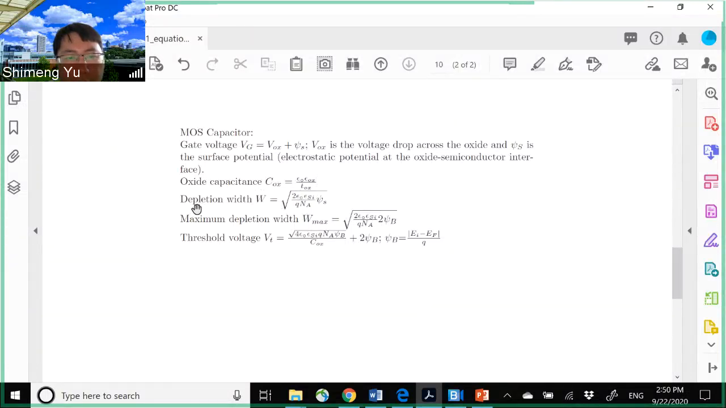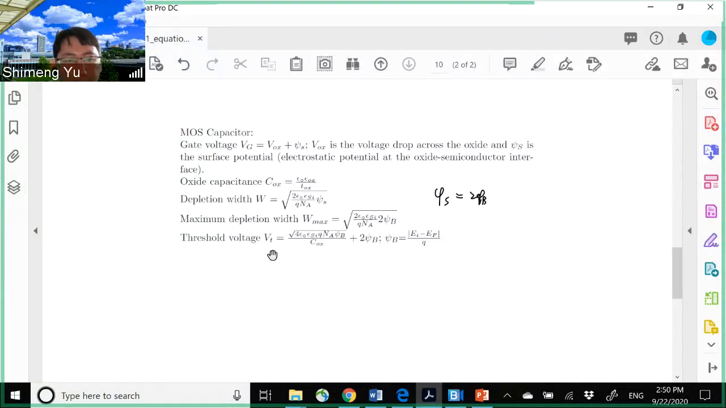And then the depletion width is given by this square root with respect to phi s, the surface potential. And at the threshold condition, as we just discussed, phi s equals 2 phi b. Then you plug in the 2 phi b, and you get the maximum depletion width. Because above the threshold, phi s is almost fixed to be 2 phi b. That means the depletion width W is almost fixed to W max. So this is the maximum.